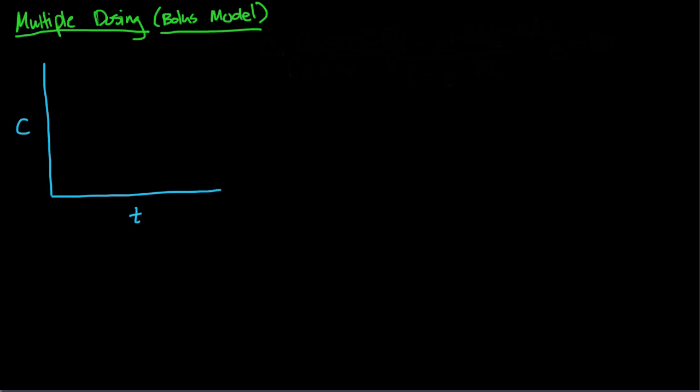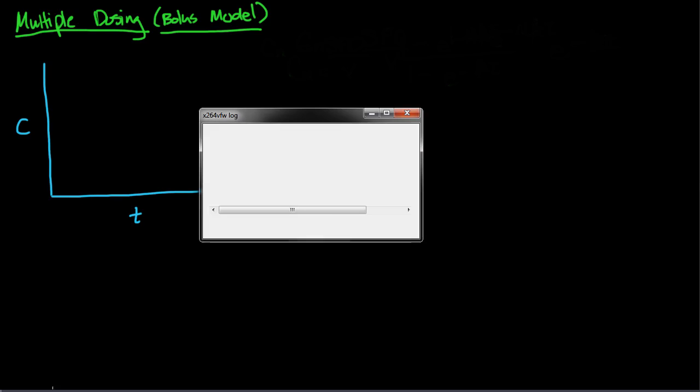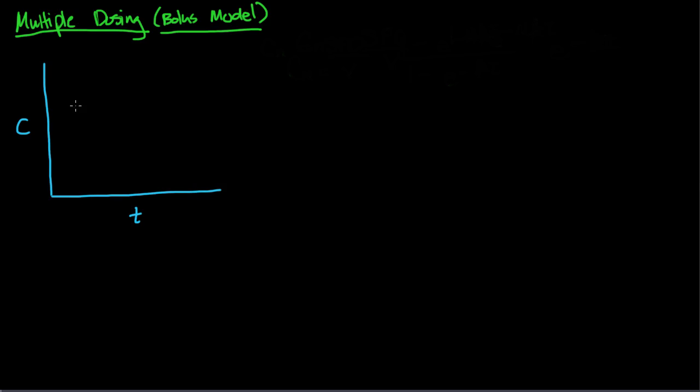Okay, so first in our 5-part series about multiple dosing, the model that we're going to be using is the bolus model. This makes it a little more simple than if you were dealing with an oral dosing model or an extravascular dosing, because with the bolus model, you're going to have rapid absorption, and then it's going to decay.